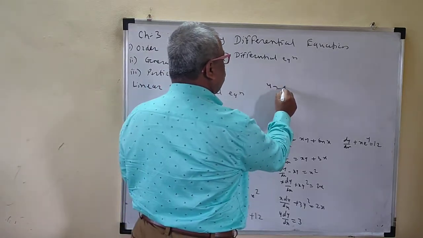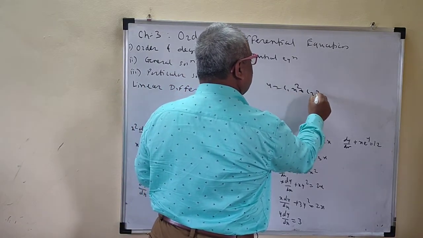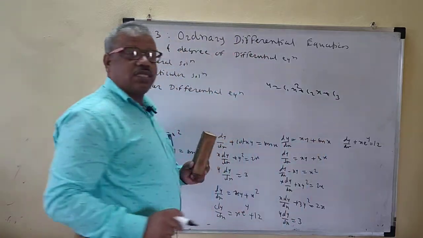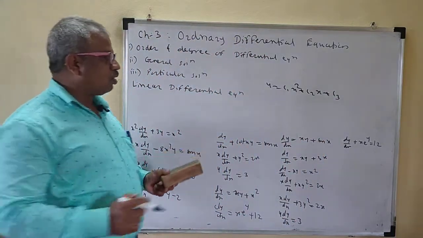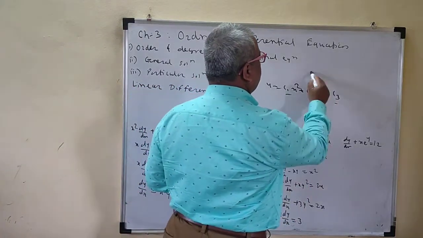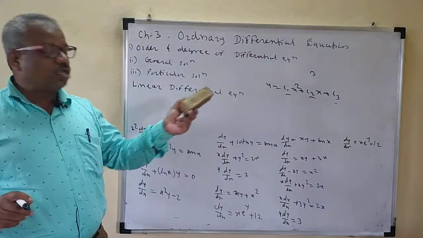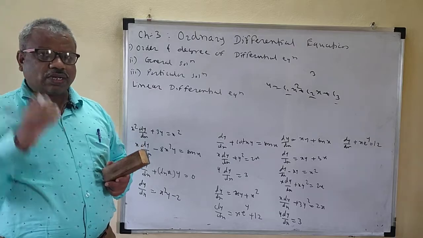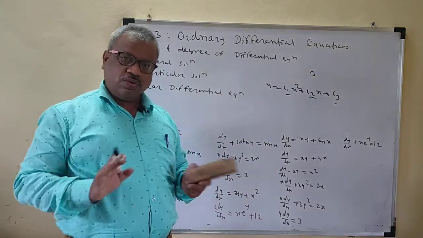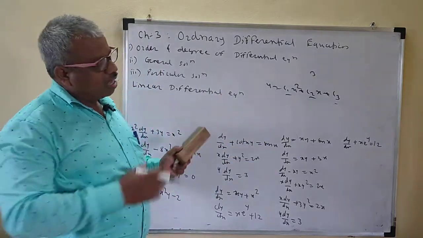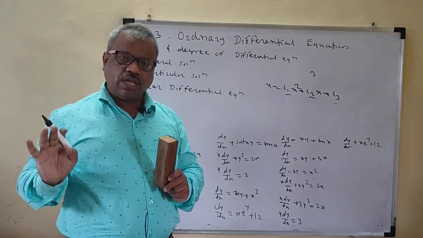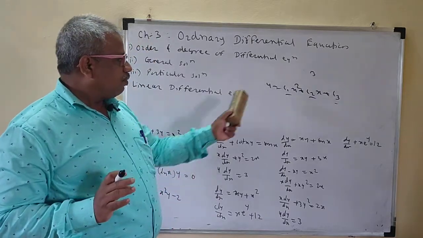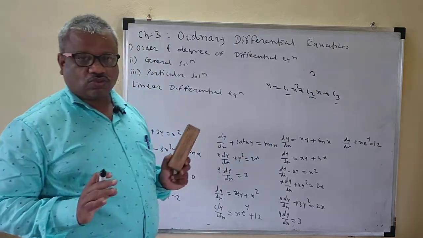Suppose y is equal to c1 x squared plus c2 x plus c3. This is the solution of a differential equation of order 3, so there are 3 arbitrary constants. That means this is the general solution of a differential equation of order 3. But we are not interested in order 3 now. We are interested only in order 1, so everywhere your general solution contains only one arbitrary constant. Now suppose this is the general solution.